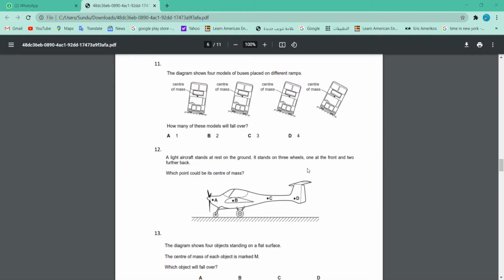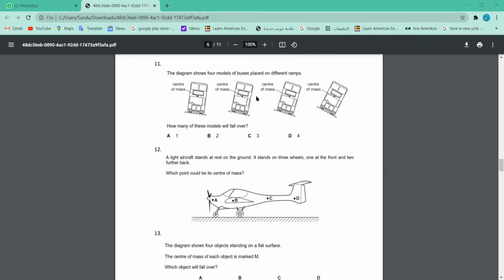Picture number 2, or two models will fall over? Two models will fall over. Which pictures? Numbers 1 and 4. Okay, when you said the center of mass is tilted in the last 2, in the right 2, these 2 pictures, right? So what about this? Here it's tilted here as well, here and here. Though less, but they are tilted. It's less, so I think it will not fall over.